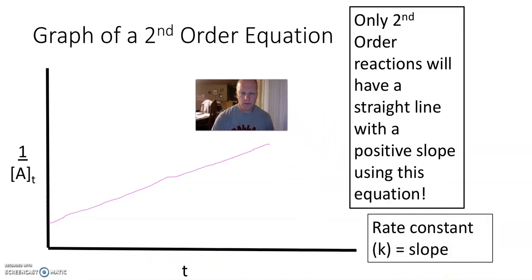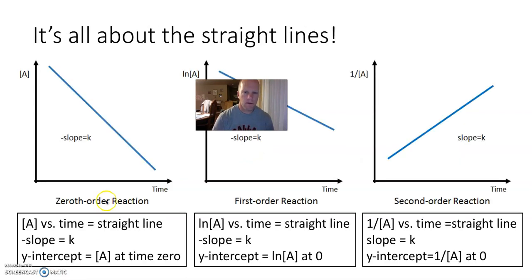Just like before, the rate constant is K, which is the slope. In this case, it's not the negative K. It is K that is the slope. And if you look back at our equation, which I'll show again in just a second, you can see that.